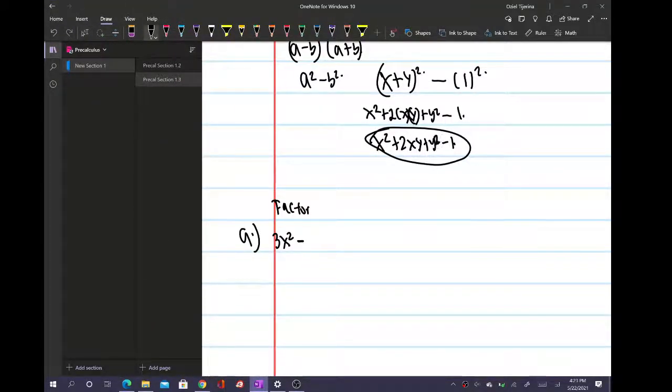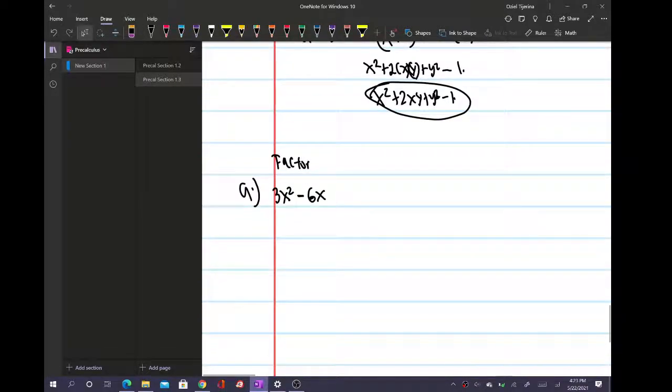Now, if you see a common factor between the both, I look at these and ask, what is common between these two? Well, they have an x, and I know that they're both divisible by 3, right? Because 3 over 3 is equal to 1, and negative 6 over 3 equals negative 2. So I can say this is equal to x times 3x minus 6, right?